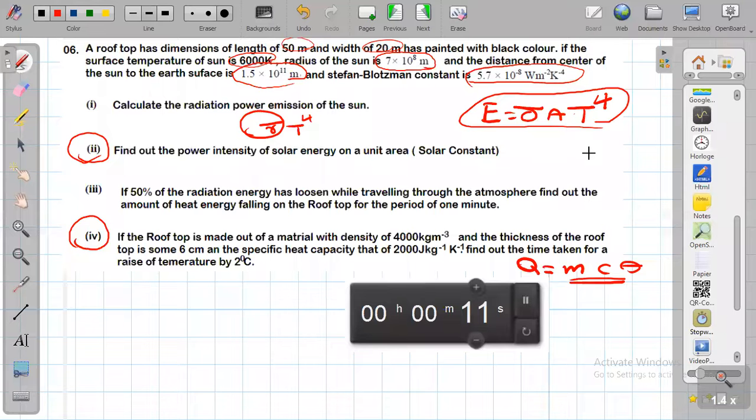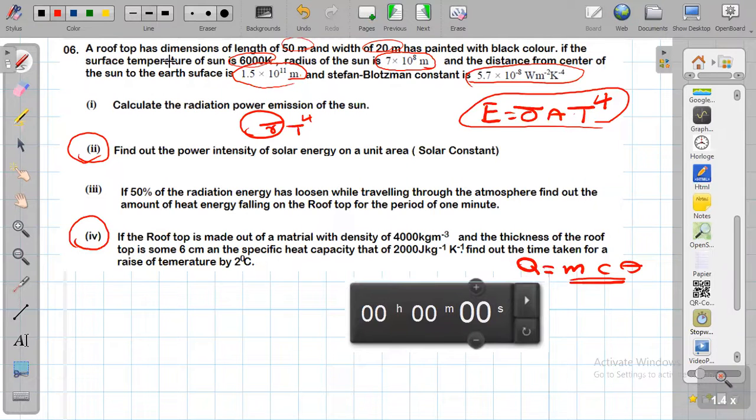Last 10 seconds. Okay, time is over. It's about to be discussed now. Time is completely over.